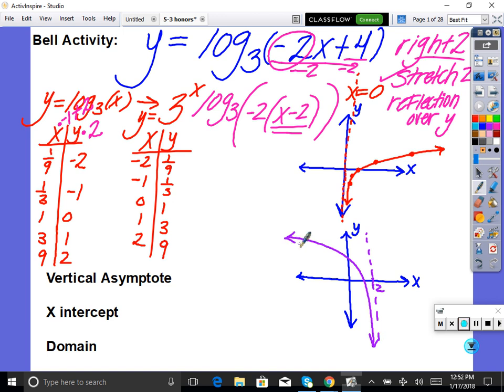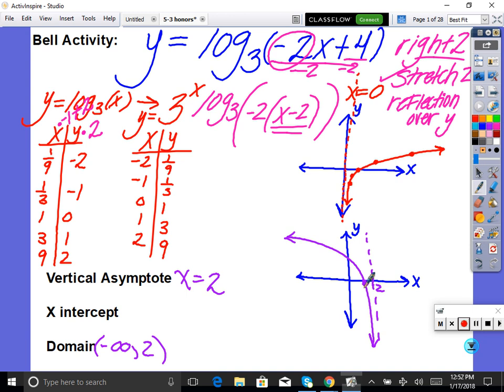A rough sketch is all I need, because now I can do the vertical asymptote. Is that x equals 2? What's my domain? Negative infinity up to 2, not including 2, because it's approaching the asymptote. It will never, ever cross a vertical asymptote. And then our x-intercept, we need to figure out where it's crossing the x-axis.